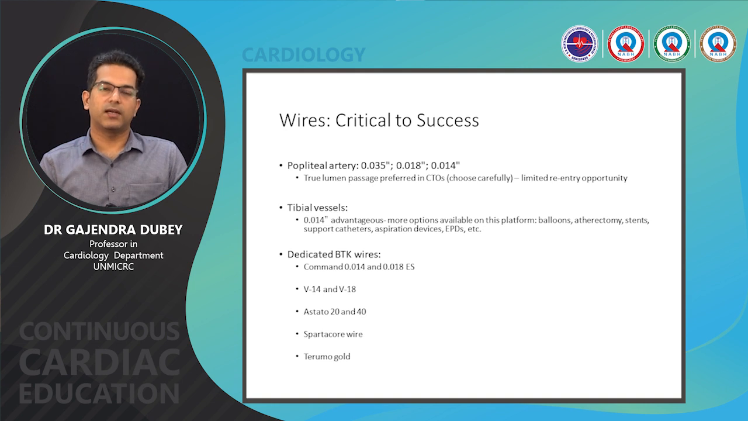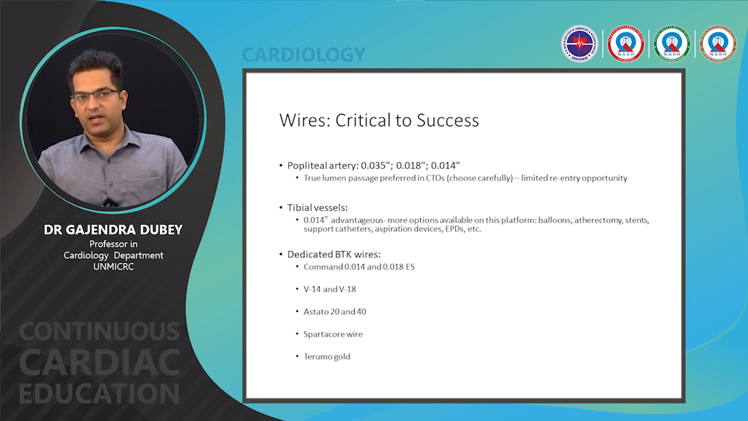And for crossing, one can use either polymer coated wires like the Commando 014 extra support or 018 extra support wire. These are very good wires with medium tip load, and they have very good crossability. Similarly, there is V14 and V18 wire, and the next category is stiff CTO wires like a Stato 20 or 40, or Hornet wire, which is used in coronaries like Hornet 10 and 14, or Confianza Pro 9 and 12, can also be used for BTK CTOs.